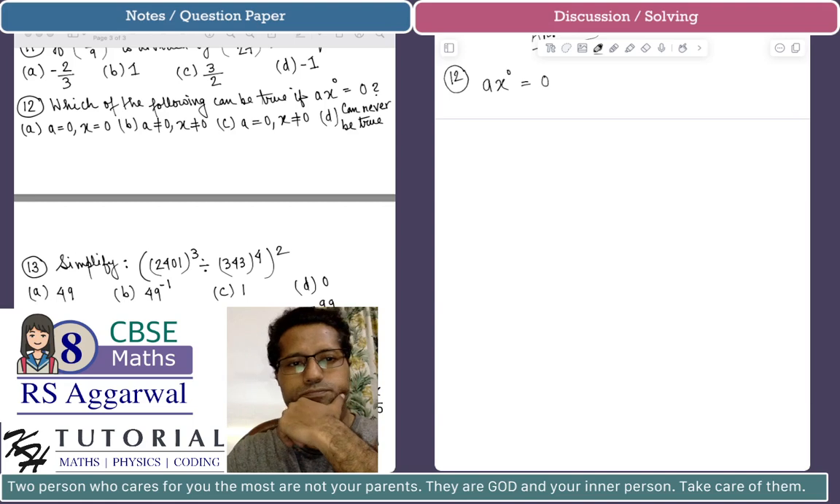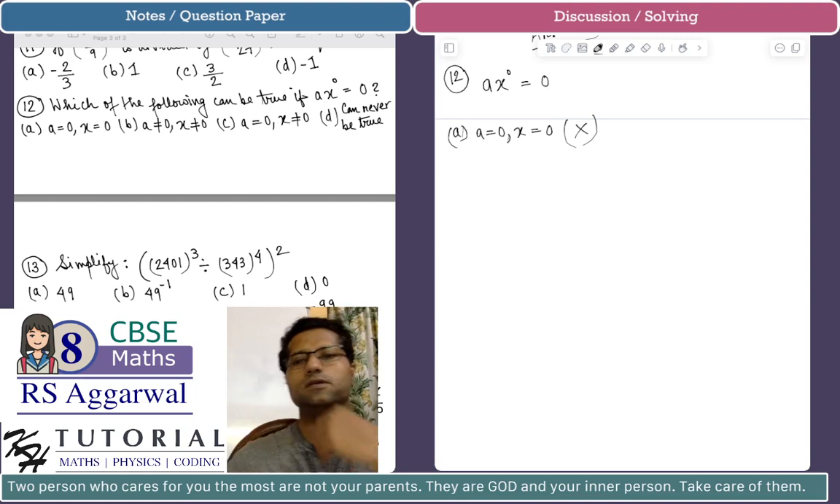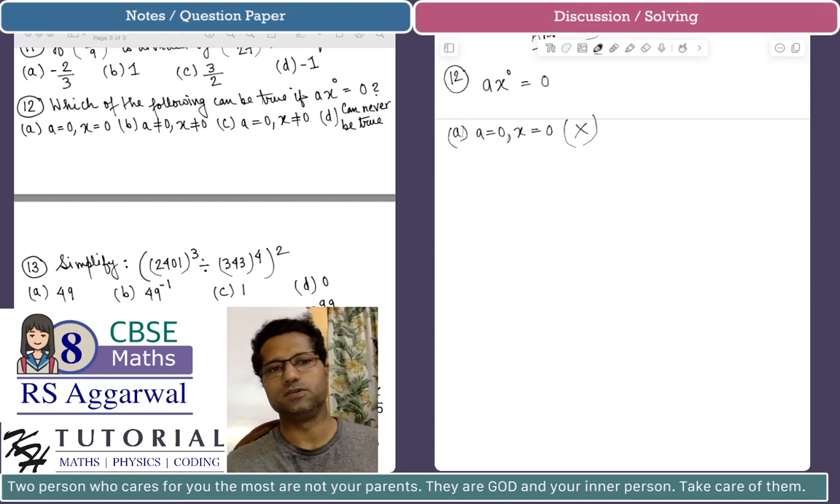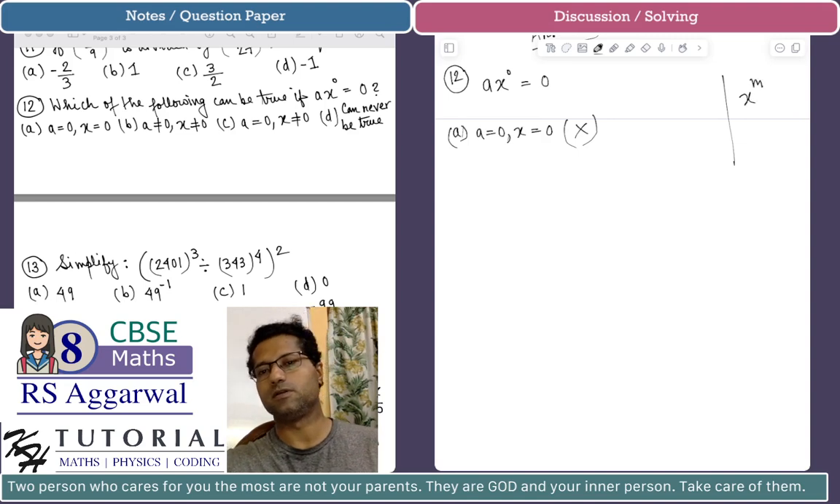Now, choice A, let's see what is choice A. Choice A is saying A is equal to 0 and x is equal to 0. This will never be true because in exponents, the base is never 0. Whenever we talk about these exponents, that is terms in exponential form, x to the power m, x is a rational number, x is always a non-zero rational number.